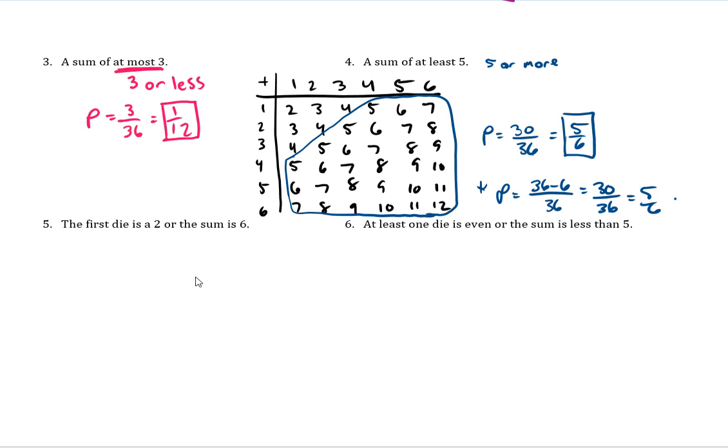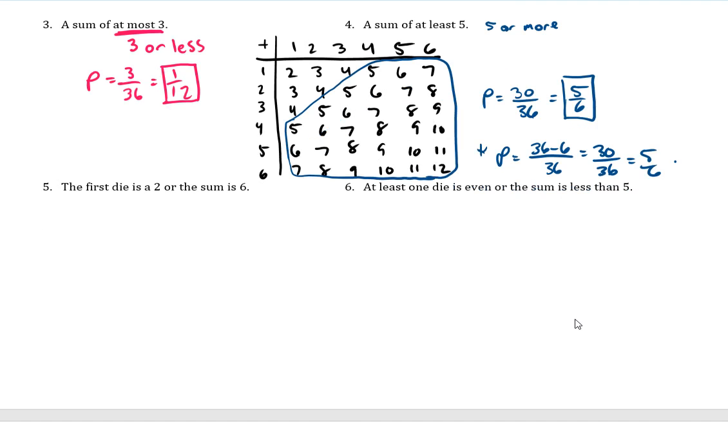So with this next one, the first die is a 2 or the sum is a 6. Now, to save a little time, what I think I'll do on this problem is I'm going to use my eraser to erase that previous so that I can just reuse this table. Otherwise, I would just rewrite it out all the way real fast. And let me use a different color, though.